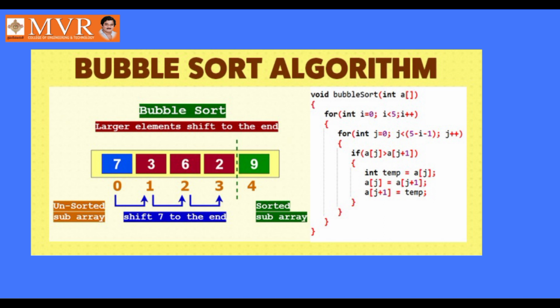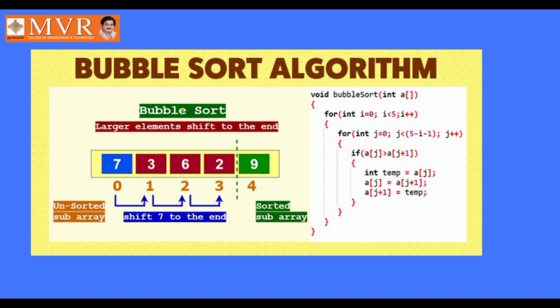Here I have two for loops, that is for int i equal to 0 and so on, and for int j equal to 0 and so on. These two for loops are useful for performing the iterations and also for performing the passes. These two loops help me to perform the comparisons and passes.